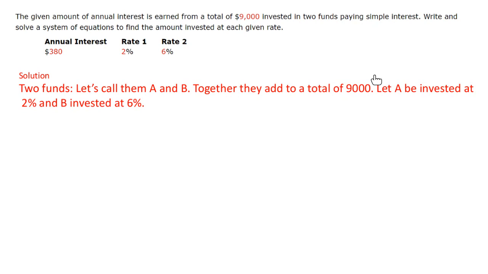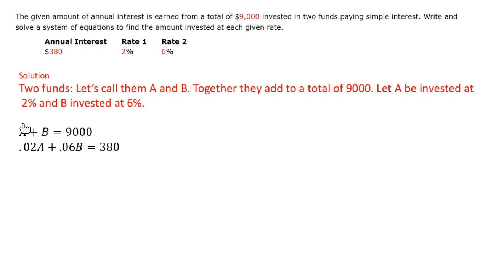And we know that we're going to have a total of $9,000 invested between these two investments. So let's do a little review too. We know that when we add the two investments, they're going to give us a total of $9,000. And we know that investment A is at 2%. We can call this rate 1, 2%. And investment B is at 6%. That's what's given.